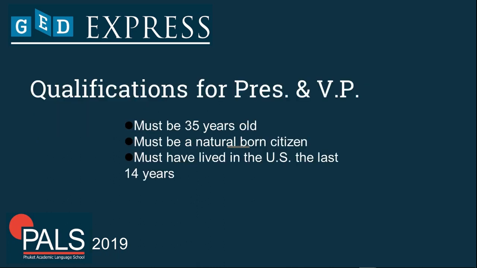We have also the qualifications for a president and a vice president. It's very essential for running to become elected as a president or a vice president. At least he or she must be 35 years old, must be a natural born citizen of the United States of America, must have lived in the United States of America at least 14 years, and must also have good moral character. These are very significant if you're going to run as a president or a vice president.